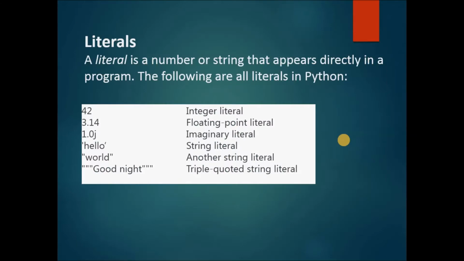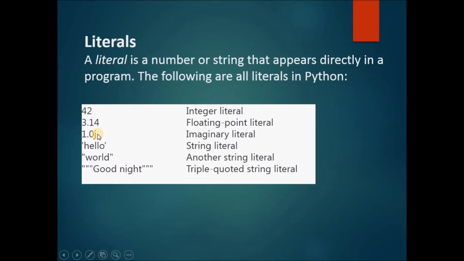Now after that, literals. A literal is a number or string that appears directly in a program. The following are all literals in Python. See, 42, if you are writing that, is an integer literal. 3.14 is a floating literal. 1.0j is an imaginary literal. Inside single quotes, if you write 'hello', this is a string literal. If you write "world" inside double quotes, that is another string literal. Then triple quotes give a triple-quoted string literal.